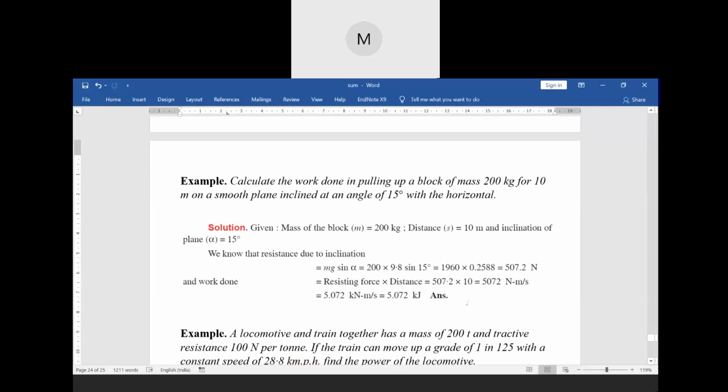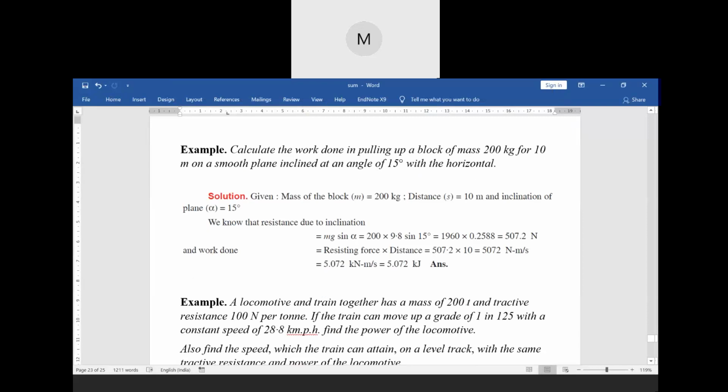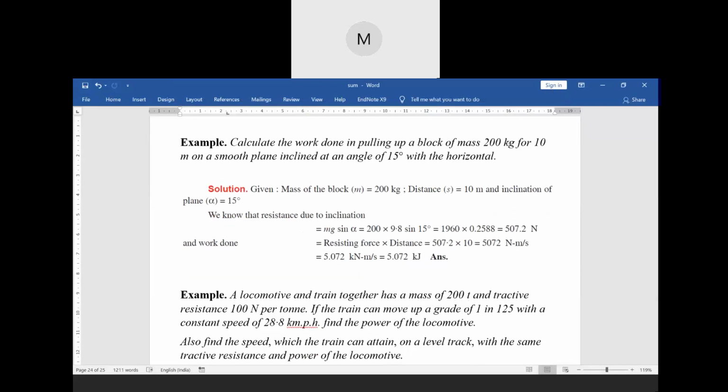Can you see the screen? Can you see the screen? Can you all see the screen, students? Can you all see the screen, everyone?